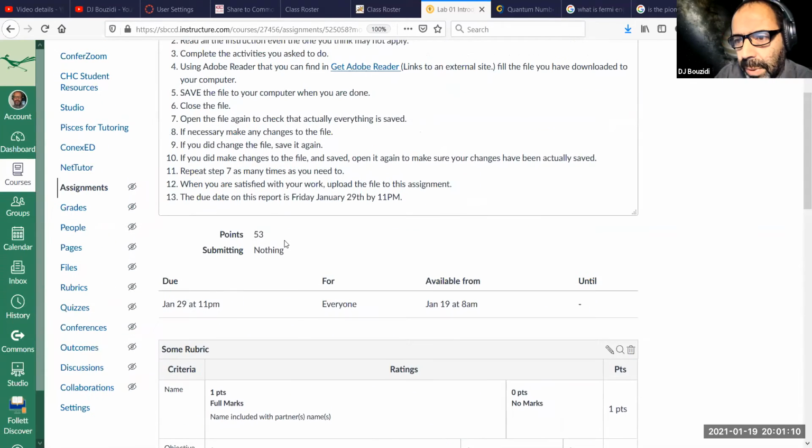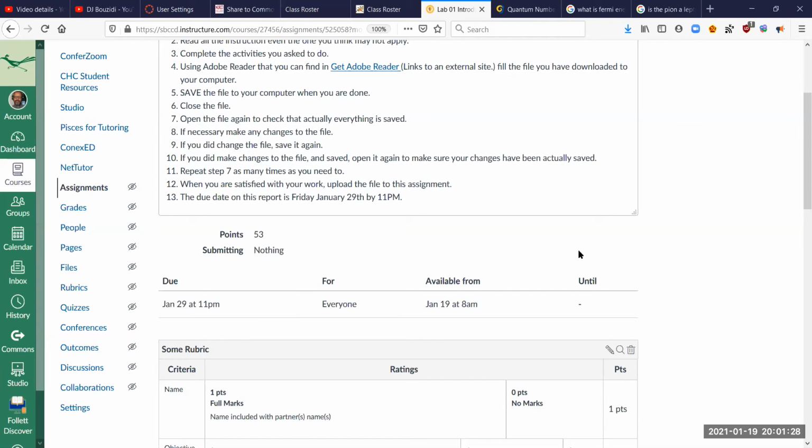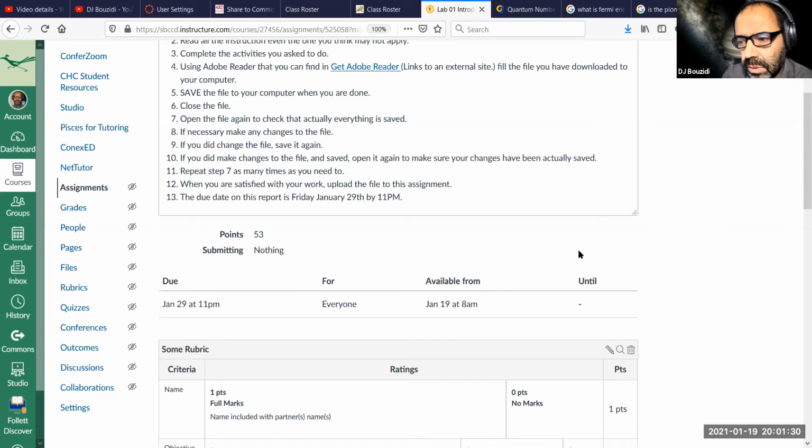So I'm hoping that immediately, this lab is due on January 29th, which is not this weekend, the next weekend. That's typically how things are with me. My stuff usually is due either on Friday or a Saturday. Okay, unless it's an exam, which is a different situation.